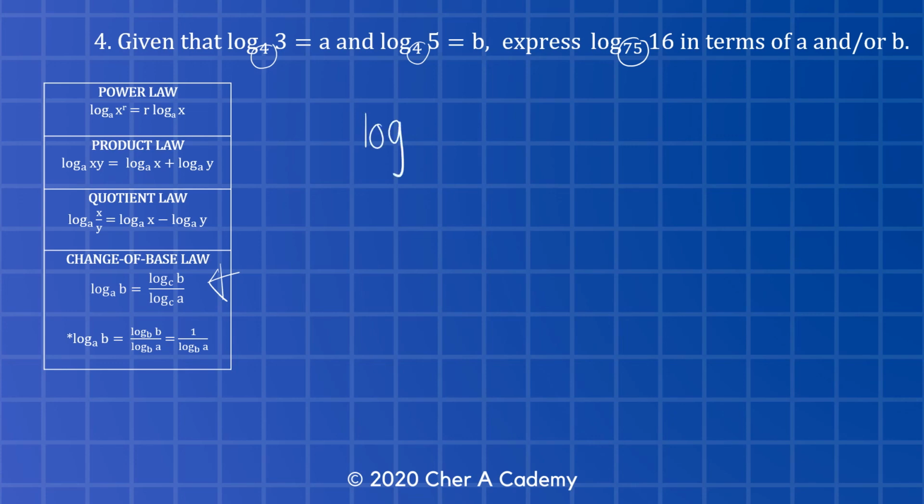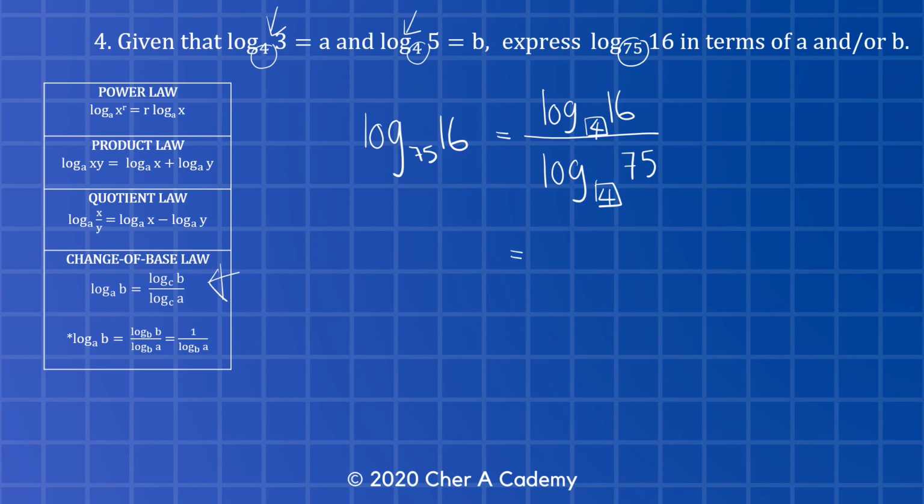Log base 75 here first, 16. Okay, so the change of base law tells me that 16 will go on top and 75 will go below. Okay, so what would be a base that you want to change to? You can change to any number, but let's look at the question. The question tells you that a is equals to log base 4 3 and b is equals to log base 4 5. So I would most likely need to use base 4. So I'm going to change the base to 4.